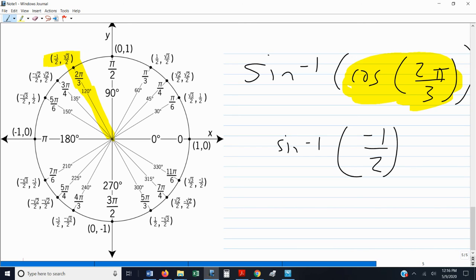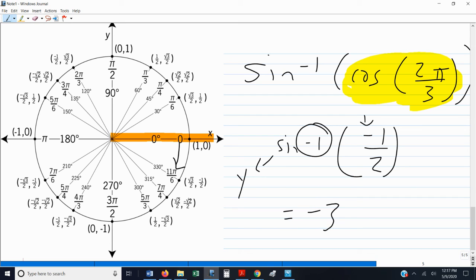Then you're bringing down the inverse sine. The inverse sine is asking what angle has a sine or a y value of -1/2. So looking the closest to 0 as possible, where do you see a y value of -1/2? That would be right here. So I would call that either -30 degrees or 330 degrees.